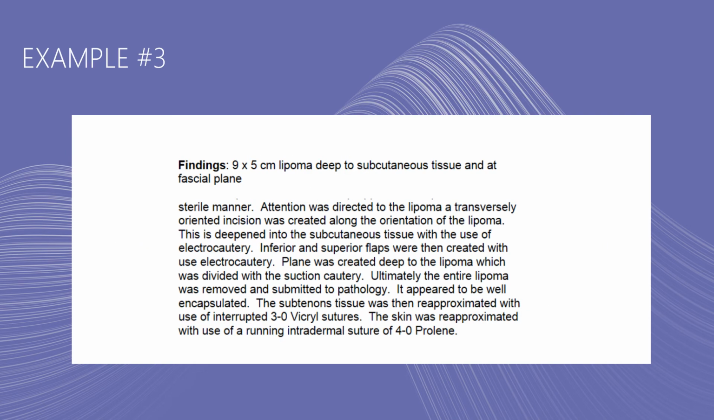Here's an example of really good documentation. You can see the size at the top, 9 by 5 centimeter lipoma, deep in the subcutaneous tissue and at the fascial plane. I know exactly where that mass is located. Later on in the description, it talks about encapsulated masses. So again, that points me to a soft tissue mass. And it also talks about the tendinous tissue was reapproximated with 3-0 Vicryl, and then the skin was reapproximated with running intradermal sutures. So this is going to be coded as a soft tissue mass excision.